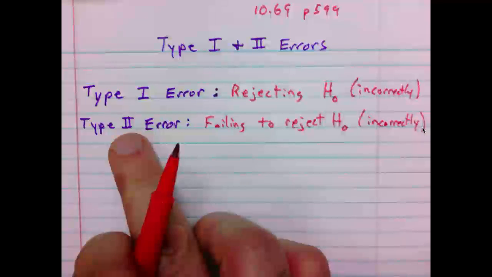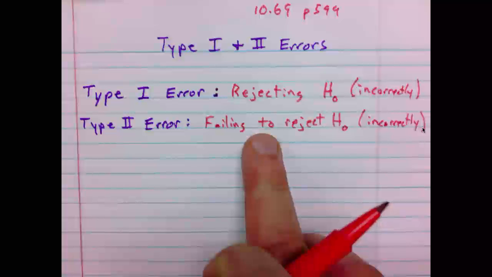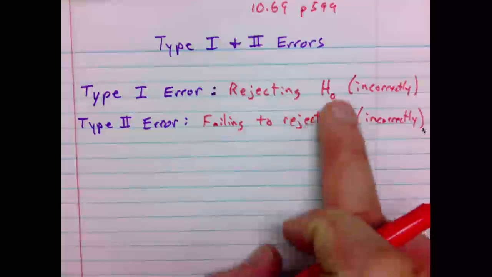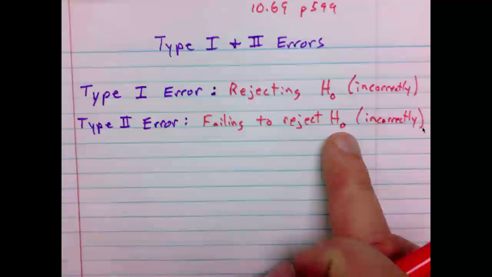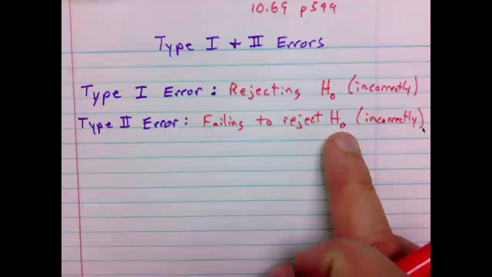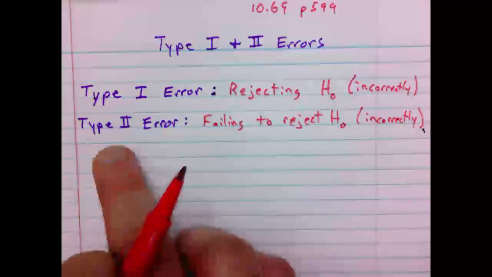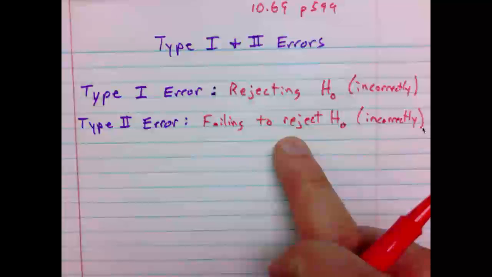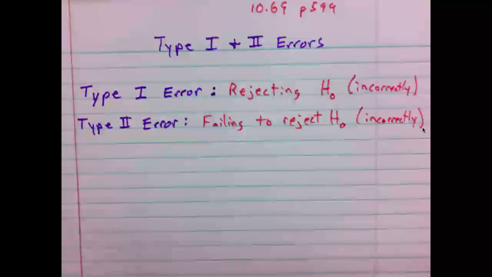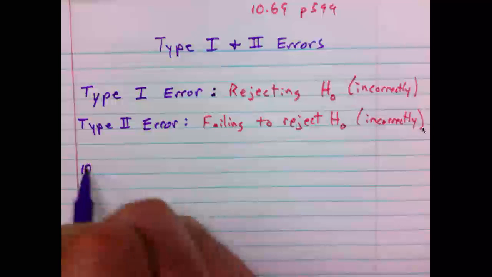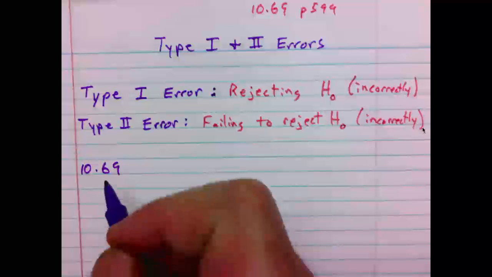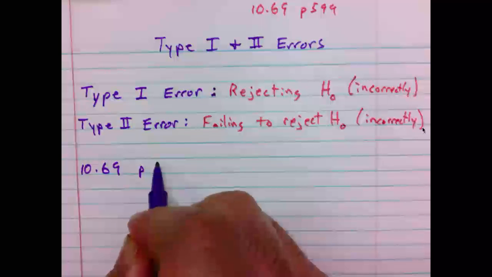The way I remember this is type 2 error is fail to reject. Notice both of these errors are in the context of our H0, because when we make our conclusion, we conclude on H0. We reject H0 or we fail to reject H0. So, again, type 2 error is fail to reject. All right, let's look now at problem 10.69, page 599.